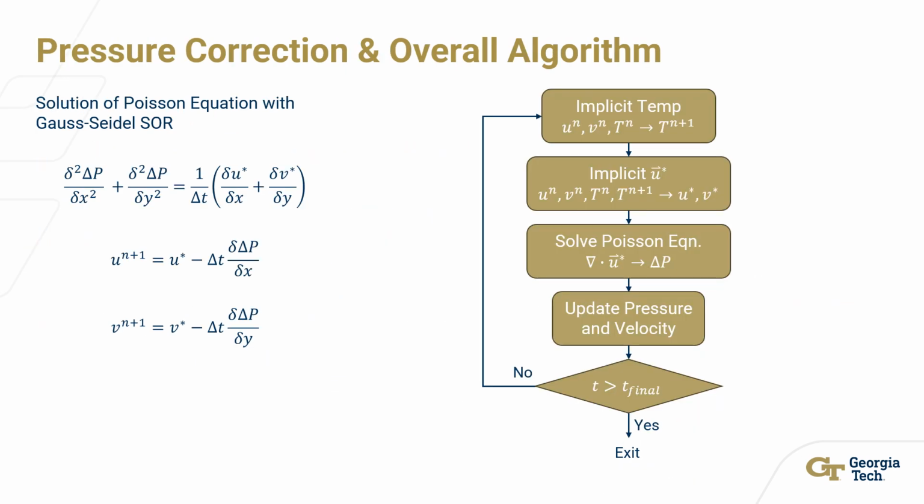At this point, we're pretty familiar with the standard pressure correction, so I'll just summarize the entire algorithm here. First, we solve implicitly for the temperature at the next time step, then we solve for U star implicitly, and we use the divergence of U star to calculate the increment in pressure. Finally, we update the pressure and velocity and go to the next time step.